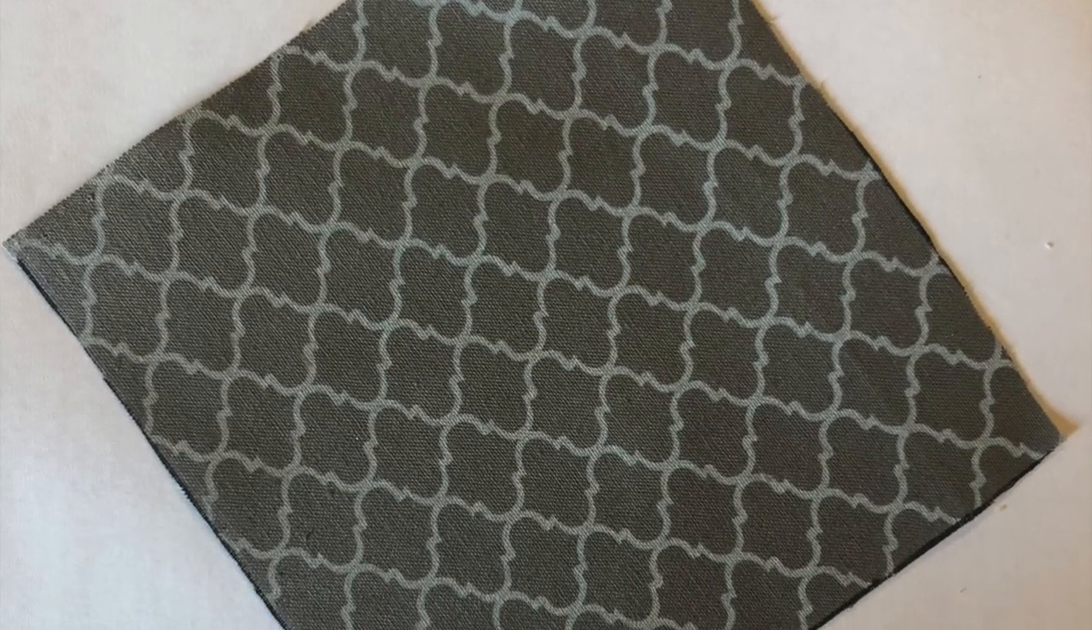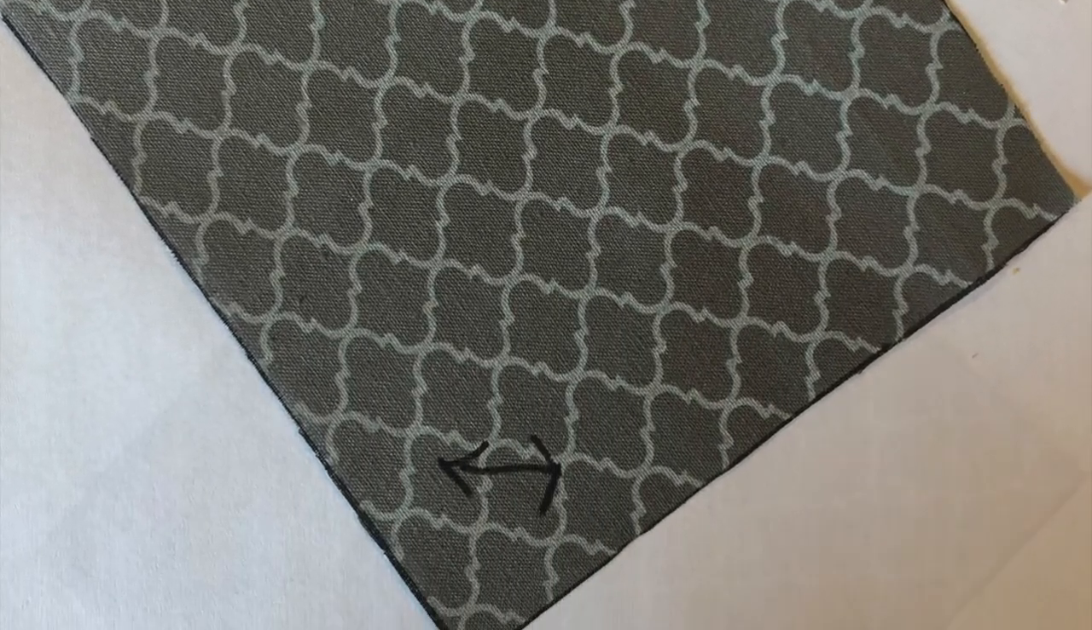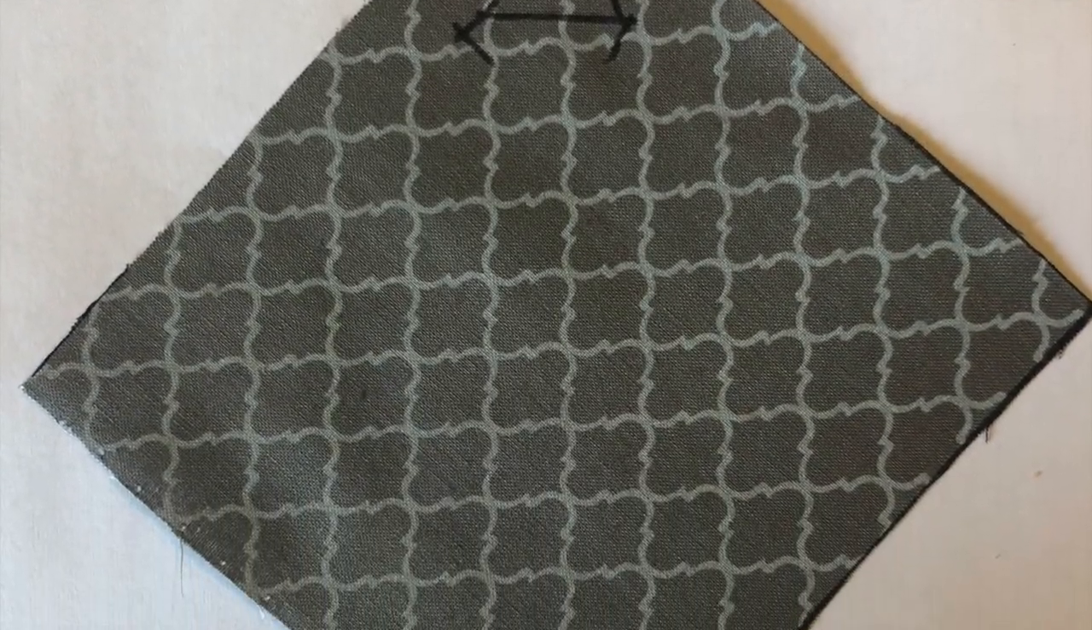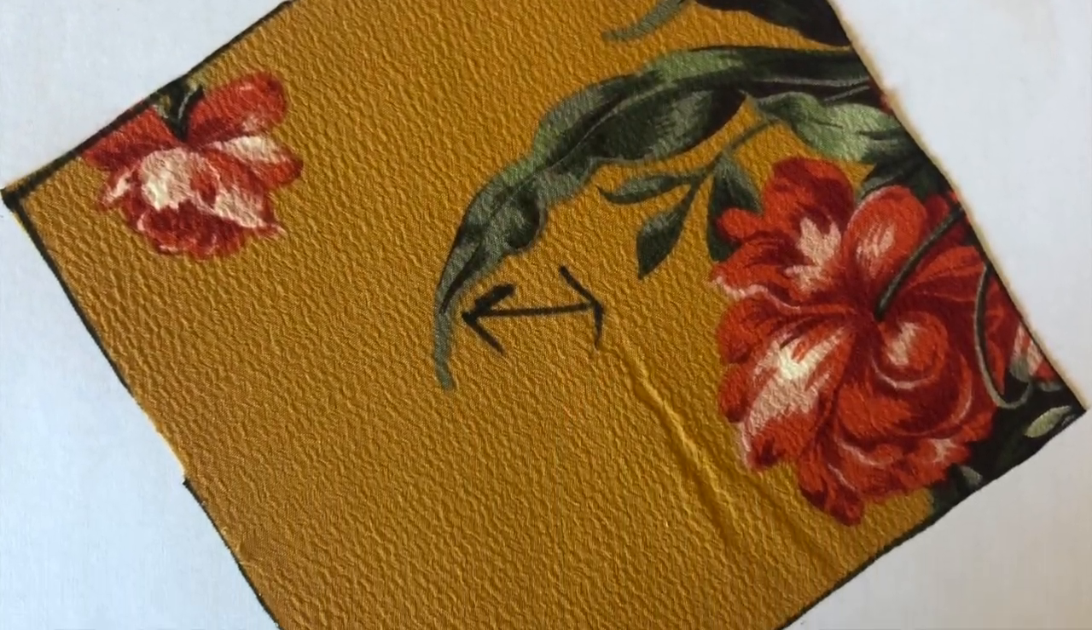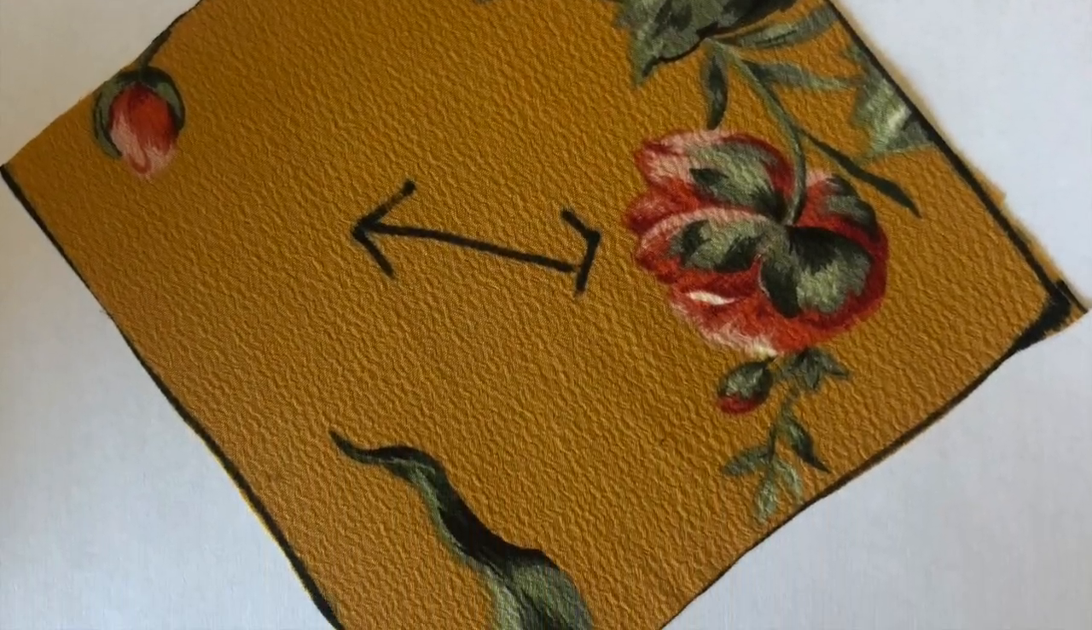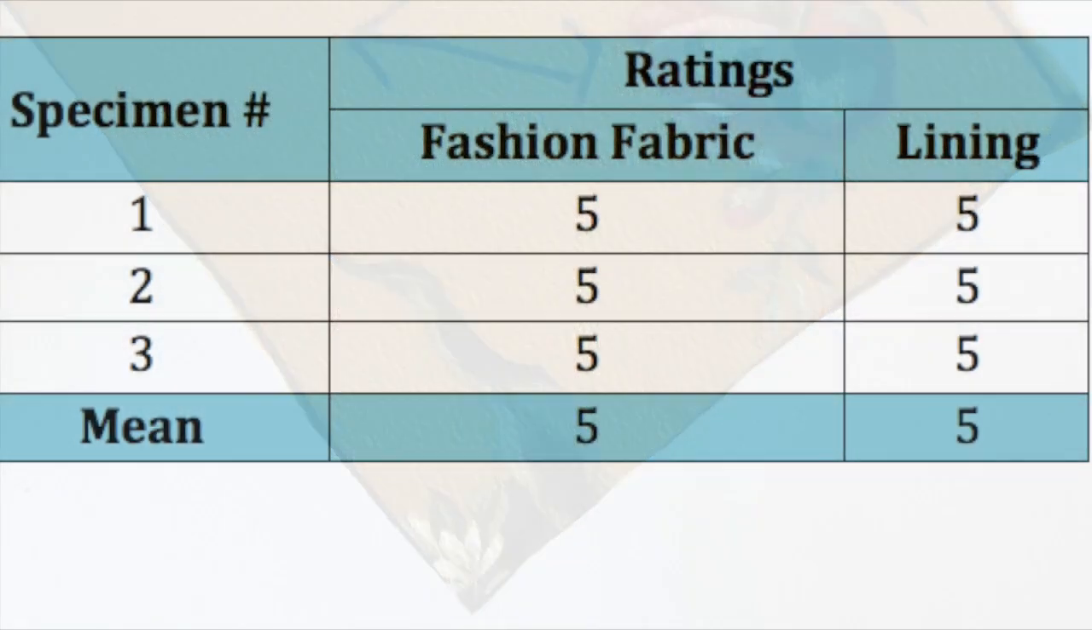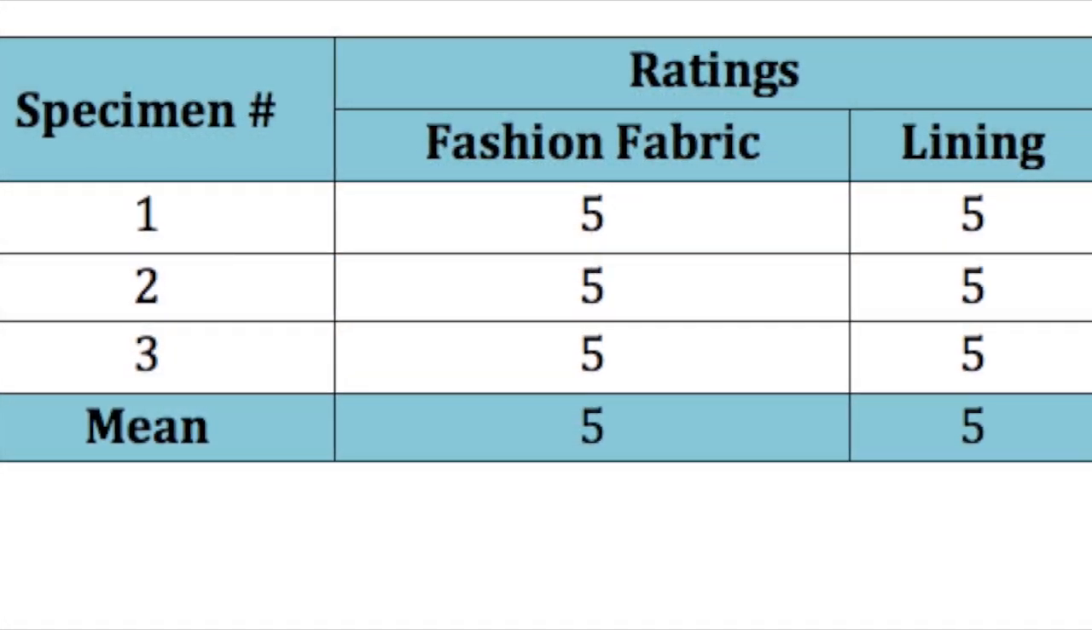Next, I looked at pilling. I cut 3 specimens from both the fashion fabric and lining fabric. All cuts were 413 by 413. I then put a coat of nail polish around the edges so that they would not fray. I then placed these cuts into the machine wash and then tumbled dry. I then looked at the results and rated them. In this test, both fashion fabric and lining fabric have passed.